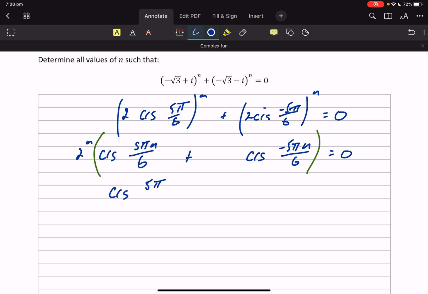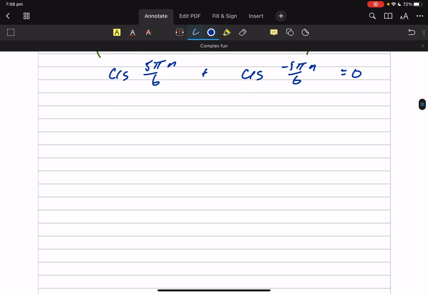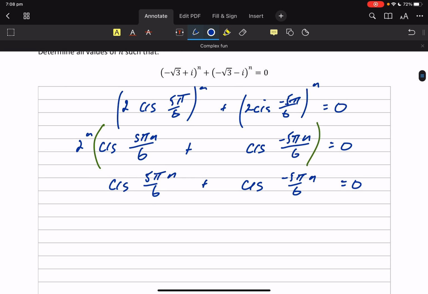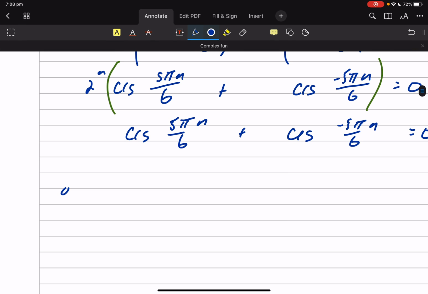cis 5 pi n on 6 plus cis minus 5 pi n on 6. So that's what the question boils down to: how am I going to get that equal to 0? Let's expand it, make it bigger. Cos 5 pi n on 6, and the next one.